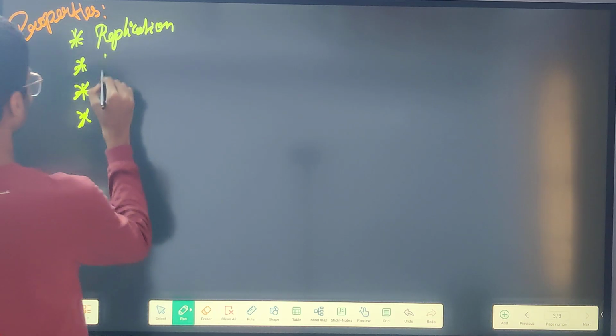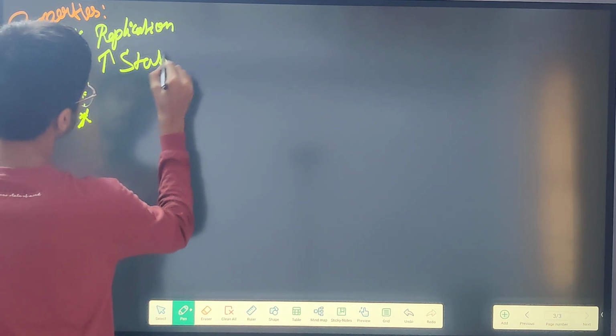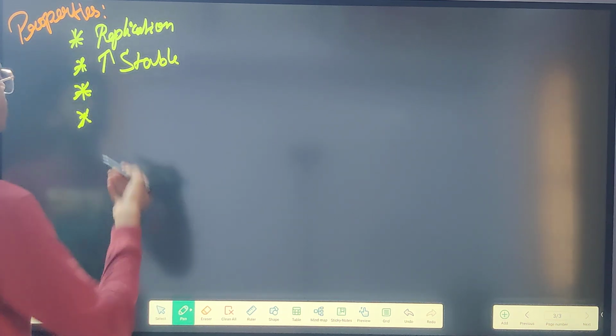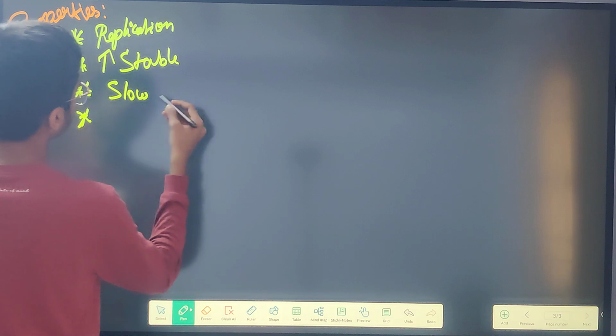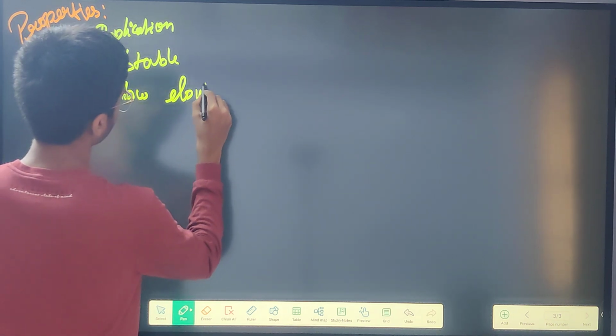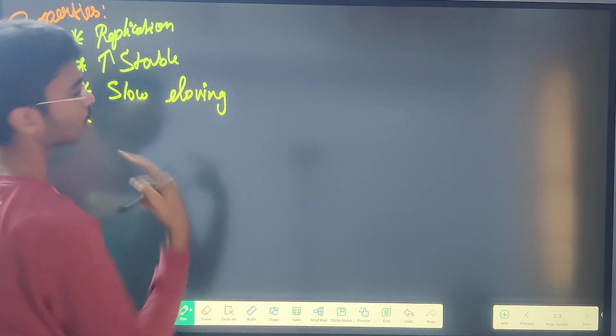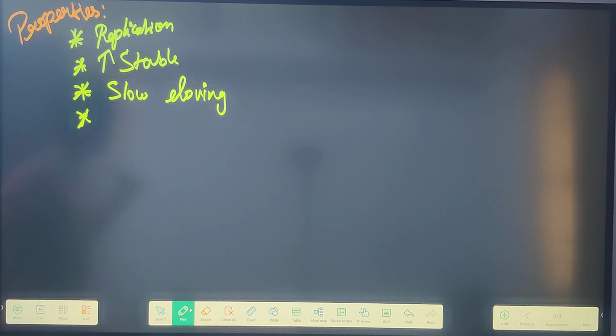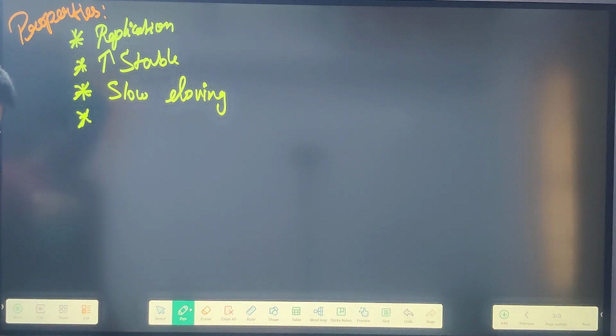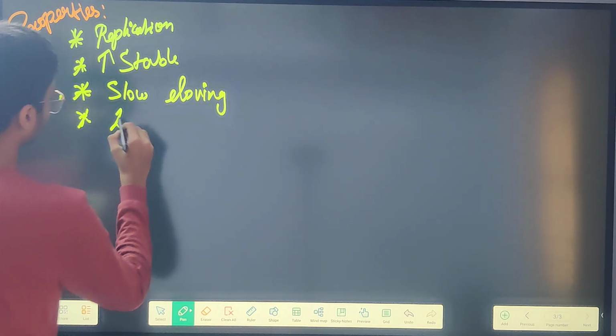Then after that, it should be more stable. It should be highly stable, and it should be slow evolving. Evolution should be there, but the evolution has to be very slow. Then after that, expression of characters should be there.